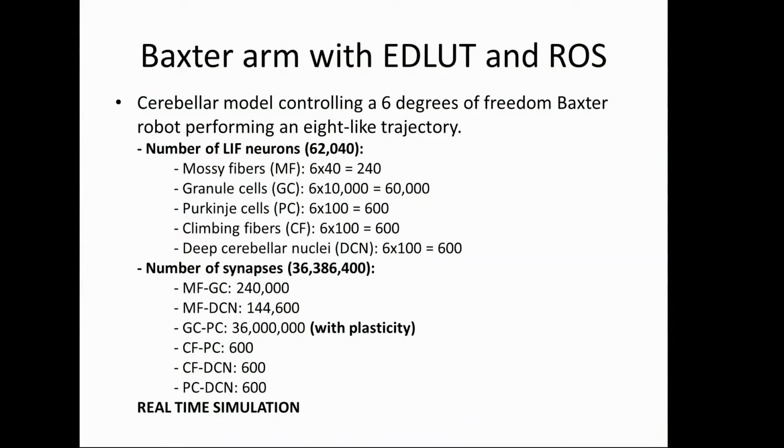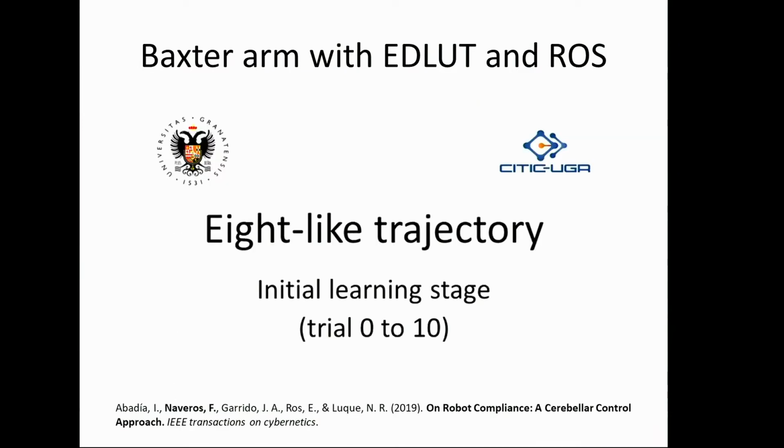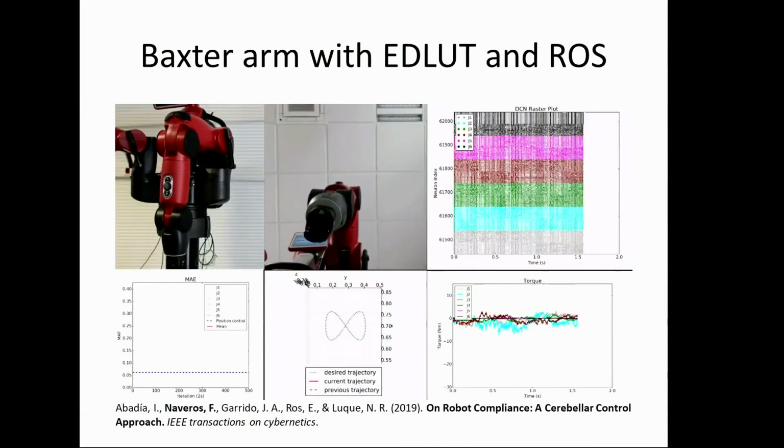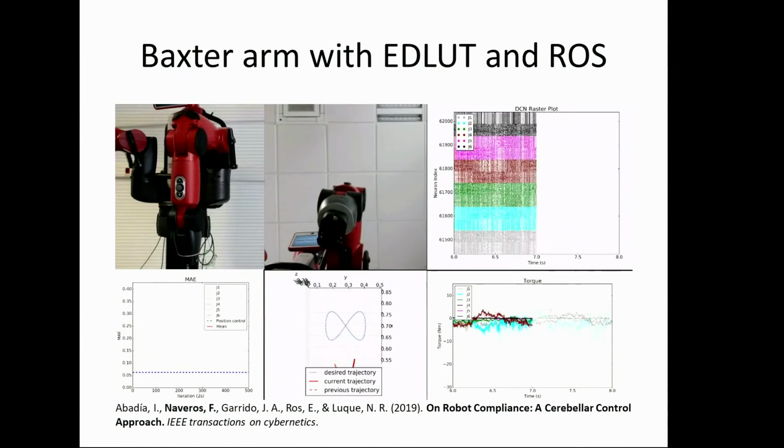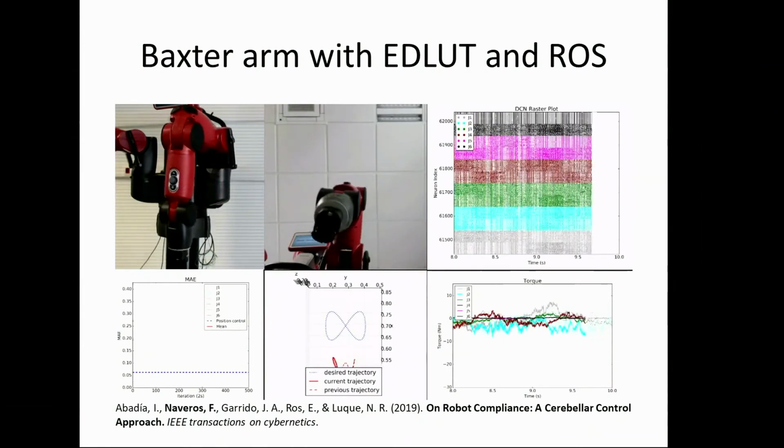And here is the cerebellar model that we have implemented in EDLUT to perform the same experiment, but with the real robot. We are able to simulate 62,000 neurons and more than 36 million synapses, most of them with plasticity mechanisms, in real time. And here is the experiment. In this case, the task is an egg-like trajectory with the end effector. The ROS interface allows us to plot all this information online.